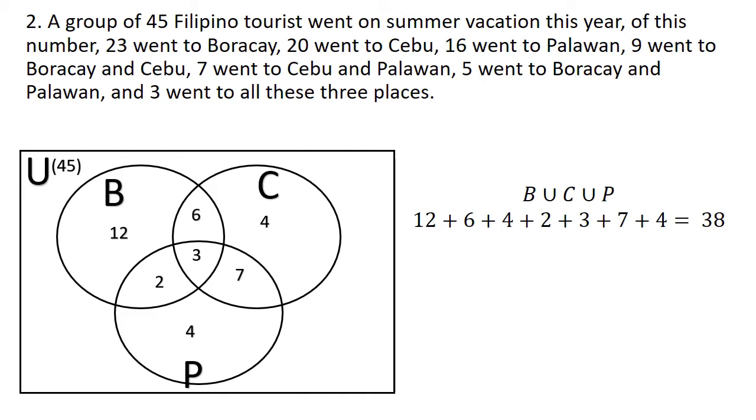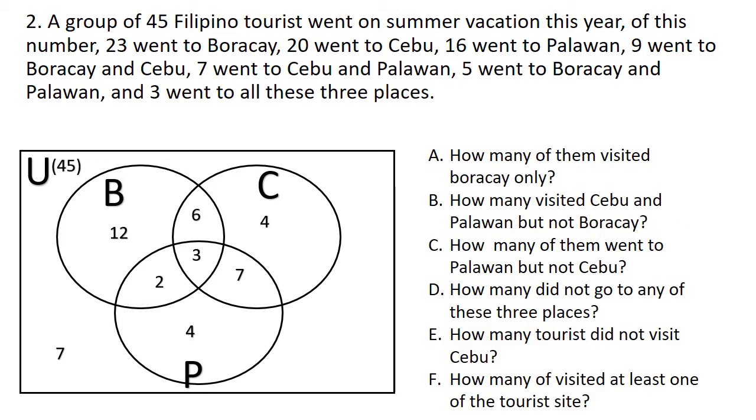And then we are going to determine the complement of the union for us to know how many tourists did not visit any of these tourist sites. So we have here the universal set, which is 45, minus the union, which is 38, and that will give us 7. And the 7 will be placed here. So these are the number of tourists who did not visit any of the tourist sites that were mentioned. So we are now ready to answer some questions.